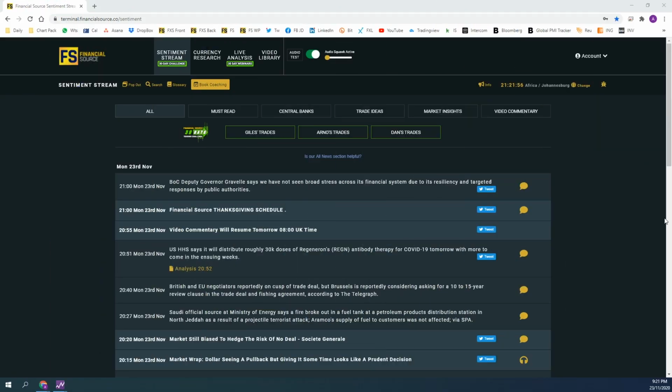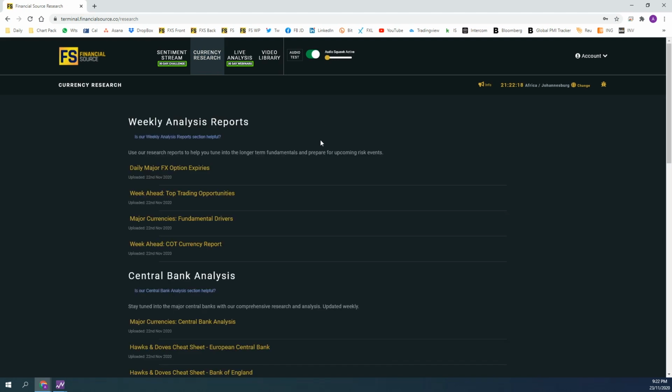When it comes to the terminal, there's really a wealth of information that you can use for really any type of trading style, whether it's day trading, swing trading, or even position trading purposes. The first place where I would start if I was predominantly just swing trading in the terminal is in the currency research section. Now, this is where you will find reports such as the fundamental drivers report.